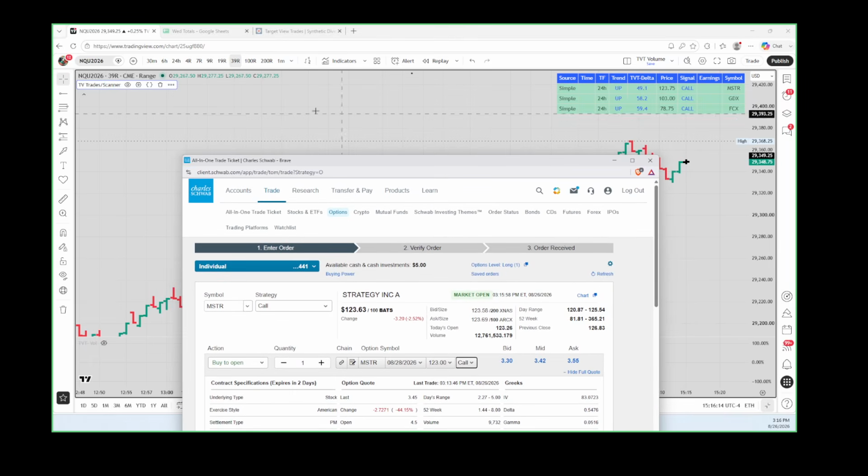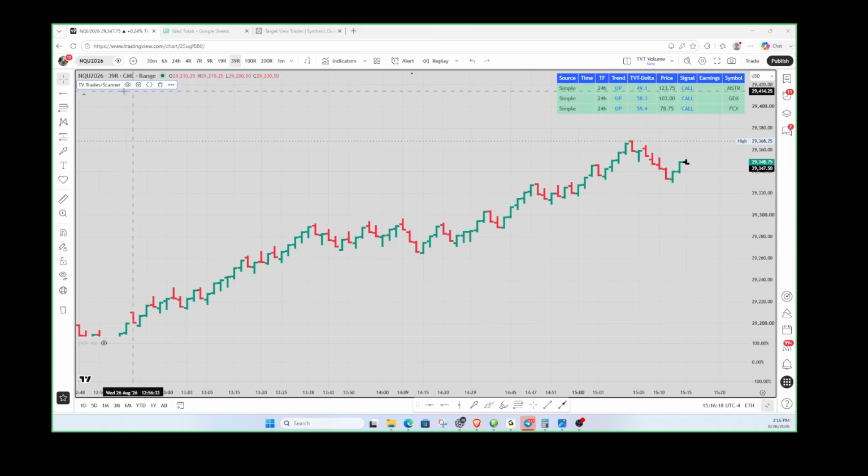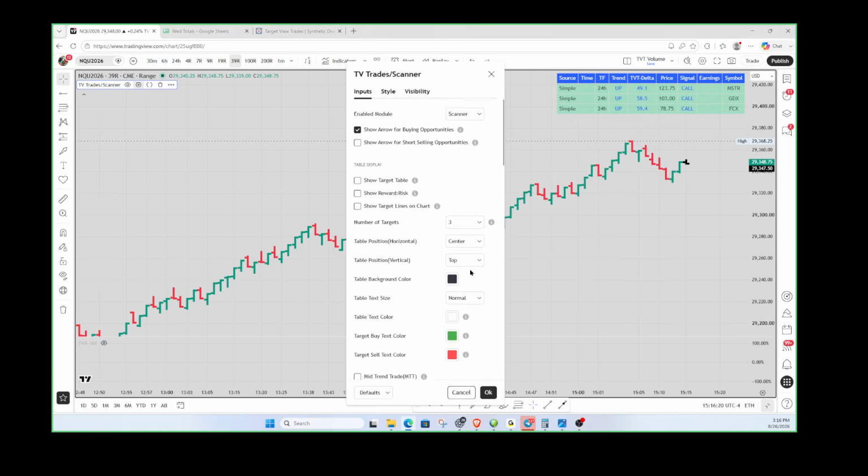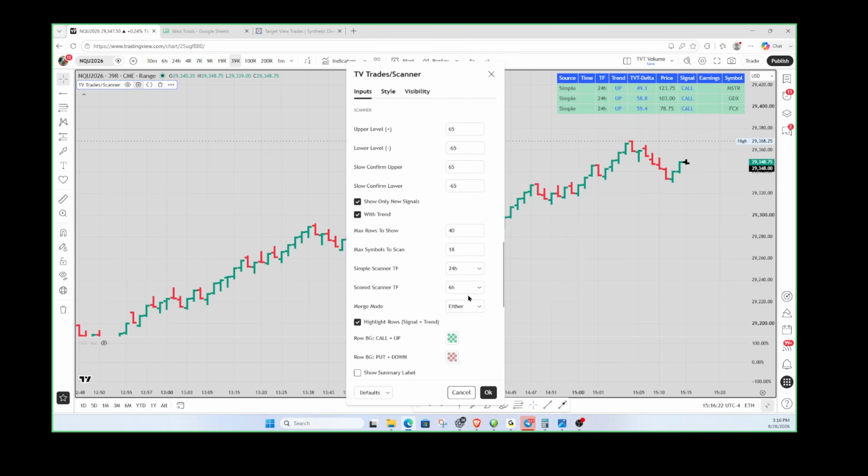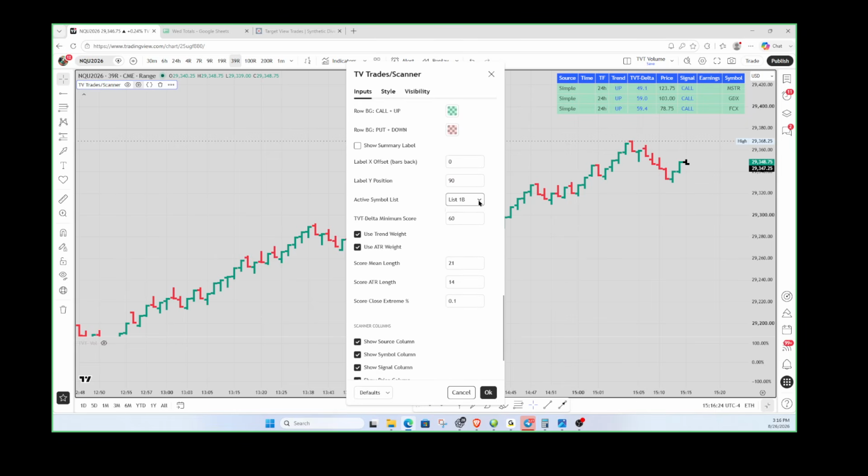Now, these lists that you see in here, let me slide this over to the side. These lists down here at the bottom, list 1A through 4B. Really, it's 1A through 4A. All the symbols in there are listed in the order of frequency and amount of gap. The stuff in 1A is the most likely to gap overnight.